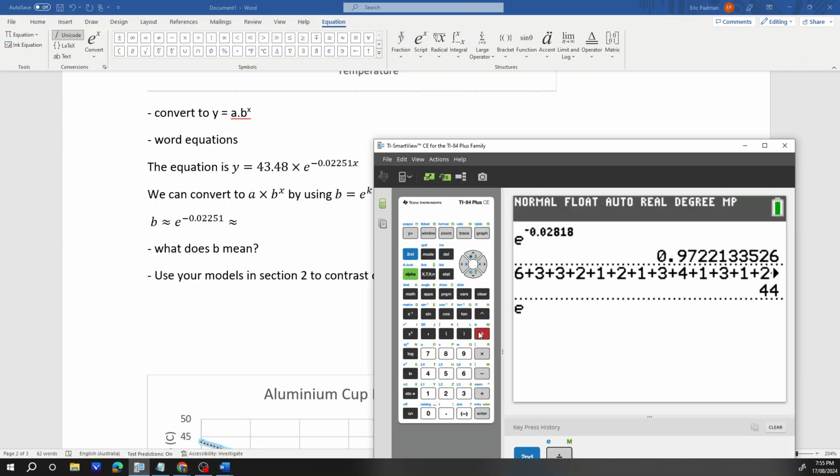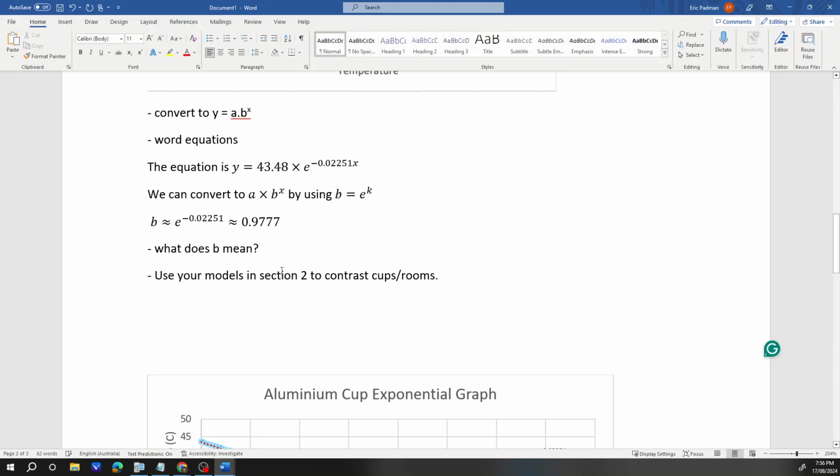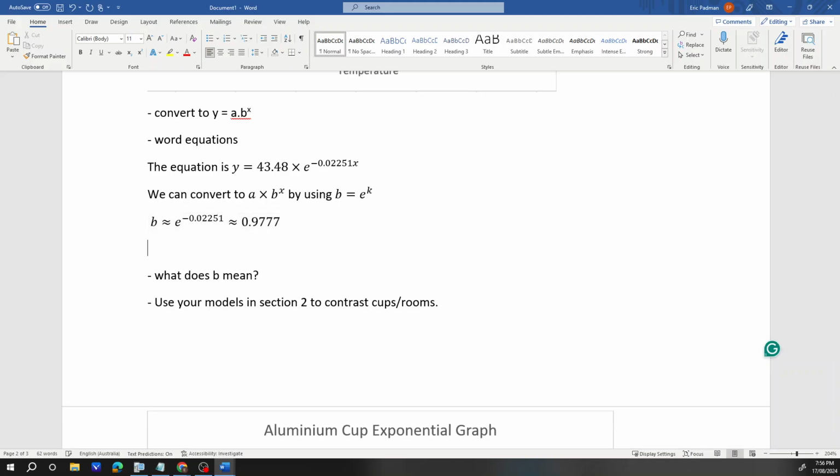e to the power of, okay, then you go negative 0.02251. Boom. Okay. All right, so that's 0.9777, rounding off at four figures. 1, 2, 3. Okay, cool. So what does that mean? All right, so that's a B value. I should probably write the equation. Okay, so let's just do that.